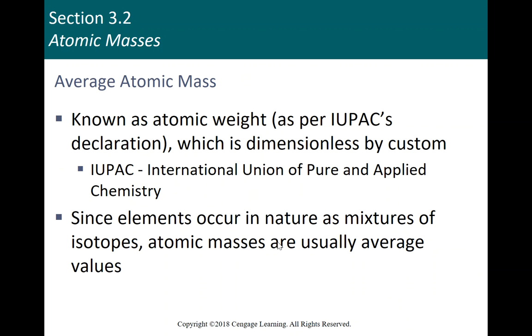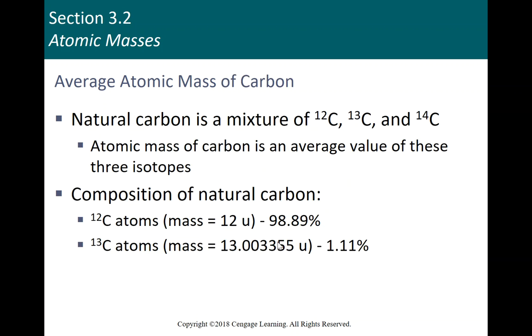Average atomic mass, or atomic weight, was defined by the International Union of Pure and Applied Chemistry. So anytime you say average atomic mass, you actually mean atomic weight. A lot of elements exist in nature as mixtures of isotopes, so that's why when you look at the periodic table, very seldom do you see a whole number. If you do, it's usually in parentheses. We use the abundances and the masses of the particular isotopes to calculate the average atomic mass.